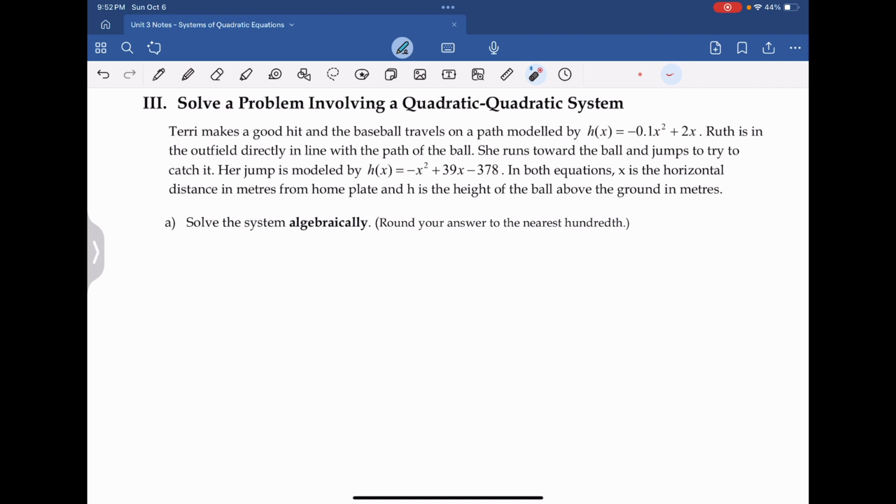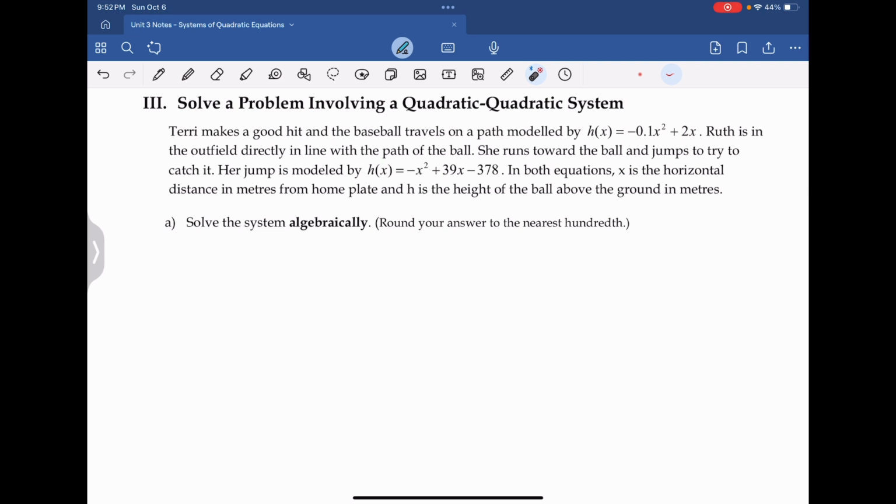We have the following situation. Terry makes a good hit in baseball, and it travels on a path modeled by h of x equals -0.1x squared plus 2x. Ruth is an outfielder directly in line with the path of the ball. So it's getting hit, it's following this parabolic shape, it's coming back down to the ground, and then Ruth is there to catch the ball. She runs towards the ball and then jumps at it to catch it.